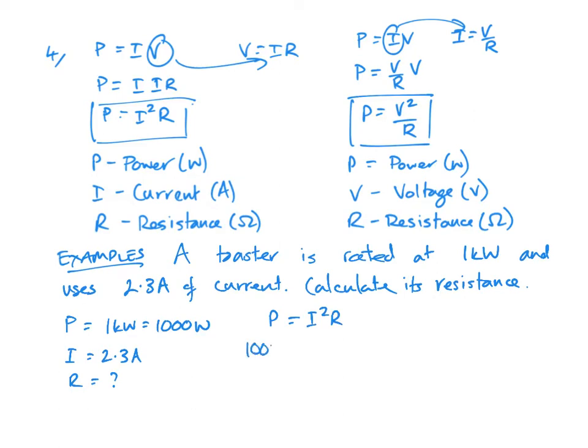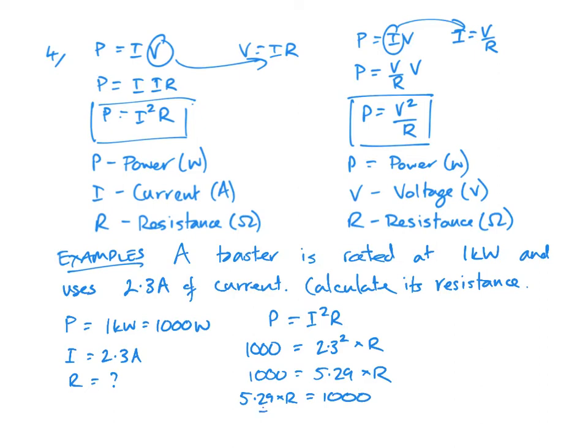You substitute the numbers that you know, as usual. P is 1000, I is 2.3 squared multiplied by R. We do the calculations. 1000 equals 5.29 times R. I'm going through all the steps just to be sure. Some of you might be able to skip straight forward to the final step.